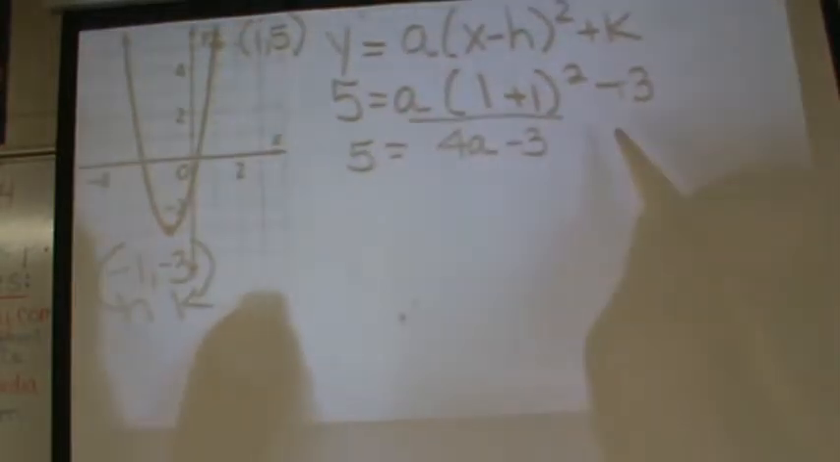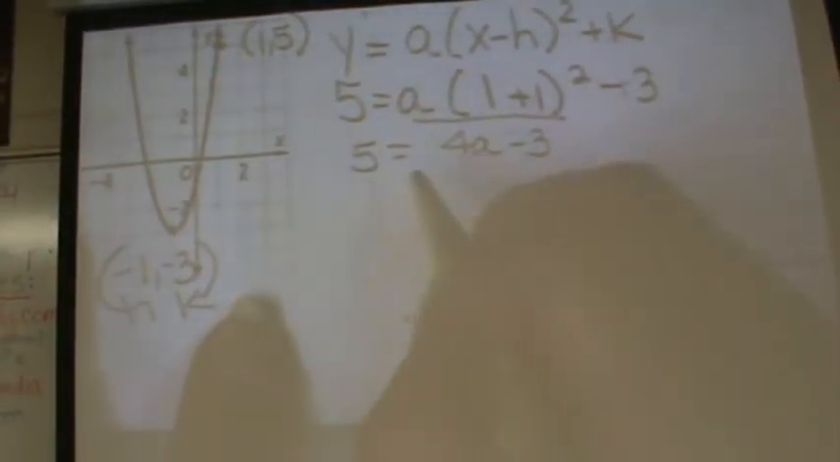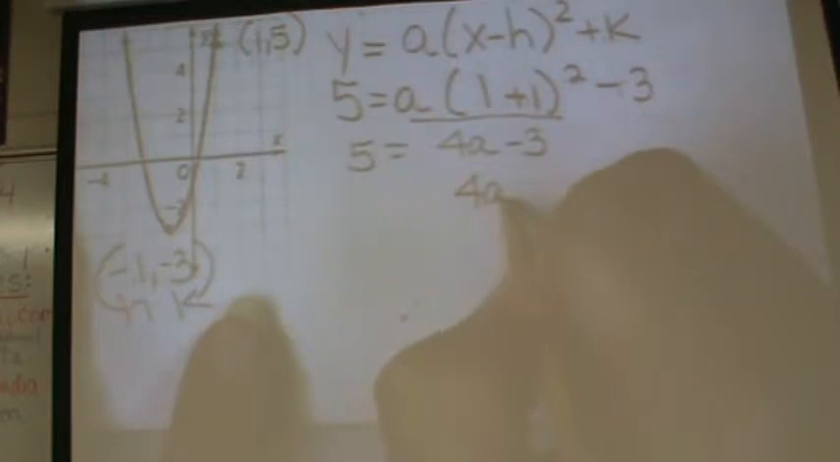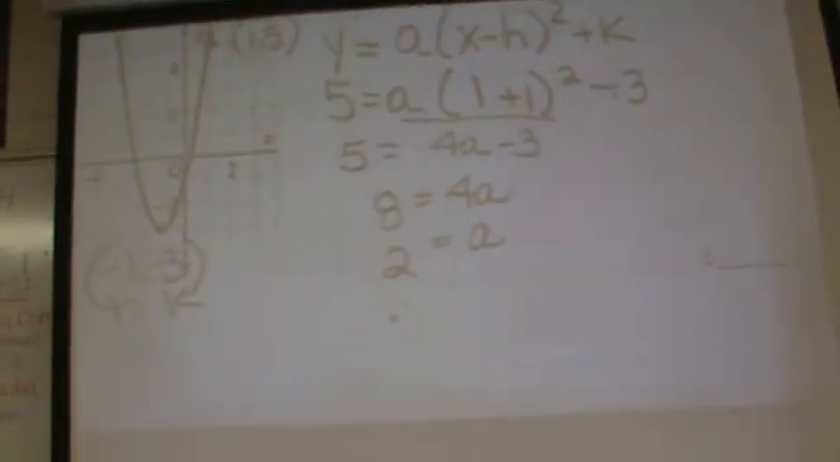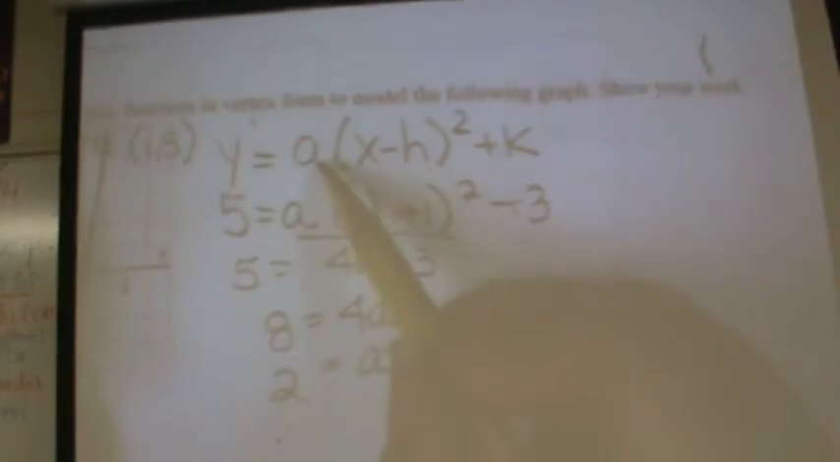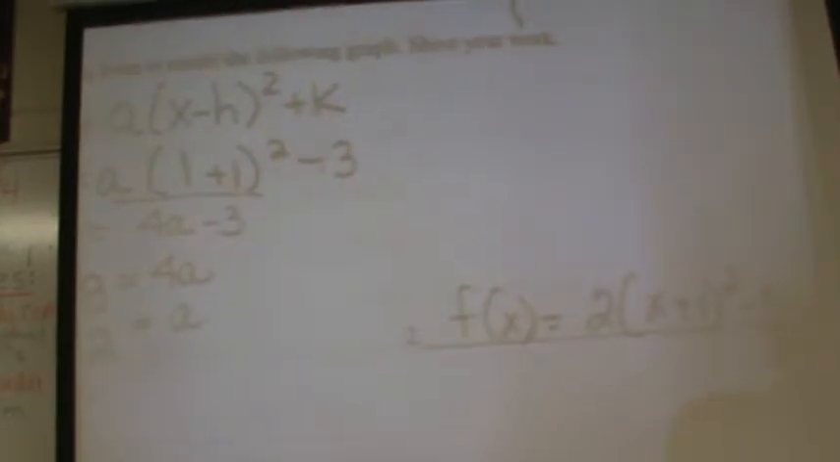Next, what do you do? Add 3 and then divide by 4. What's A? 2. Okay, what do I do with that? Plug it in where? You go back to this formula along with the h and the k. So you have f of x or y, and then put your a value in, and it's x plus 1 squared, and then minus 3. Everyone got that?